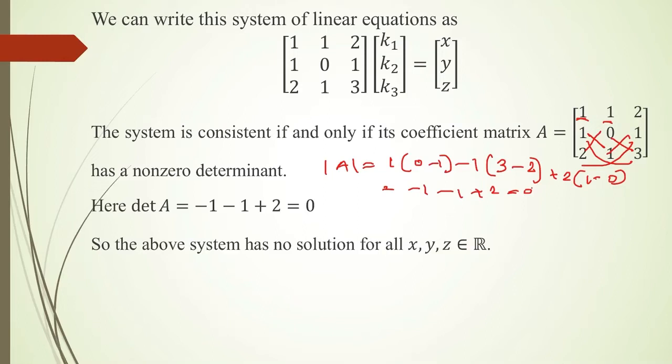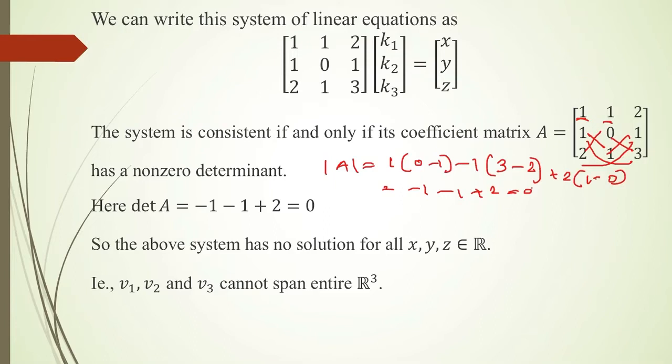Therefore this system may not have a solution for some x, y, z. So the above system has no solution for every xyz. For some xyz, it will not have a solution. So we can say that the vectors v1, v2, v3 cannot span entire R3.